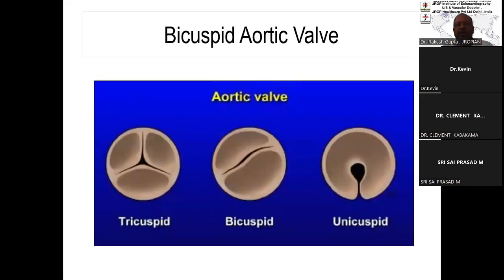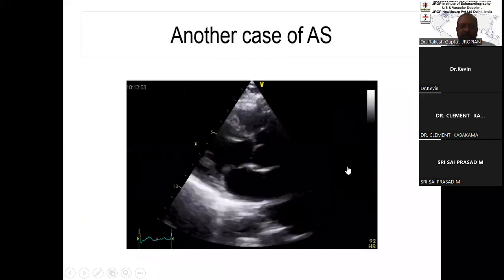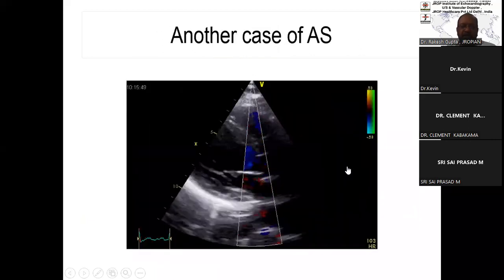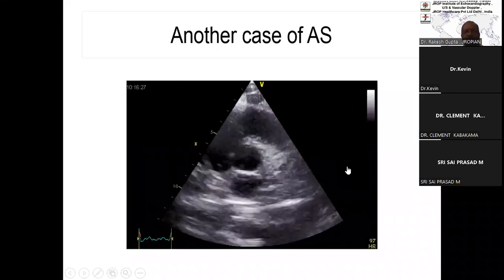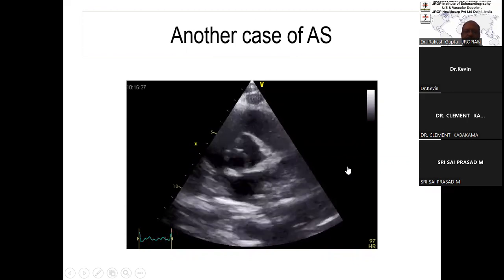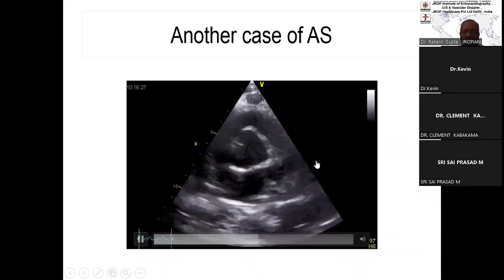Last, bicuspid aortic valve. There are three raphae. All of us understand that we have three raphae over here. When this raphae fuses, it becomes a bicuspid valve. When only a single raphe is present, this is known as unicuspid aortic valve. It presents like aortic stenosis. When you consider the parasternal short axis view at the aorta, you'll find that the patient has severe bicuspid aortic valve stenosis. Now look at this: we can only see two cusps, whereas normally it's tricuspid.